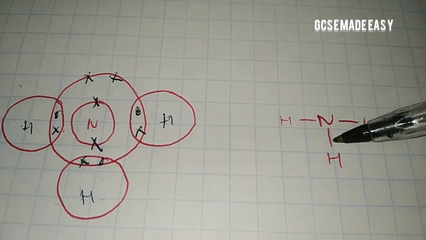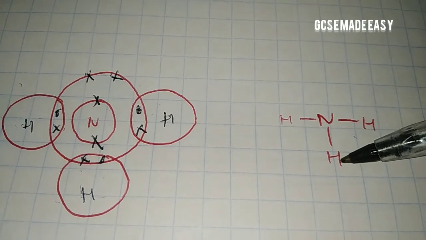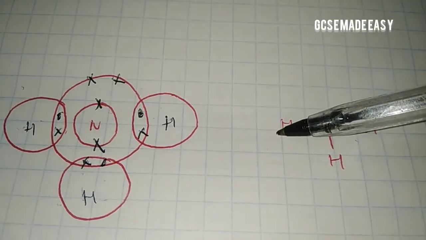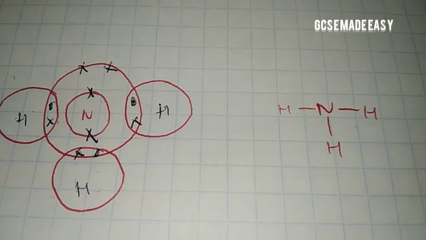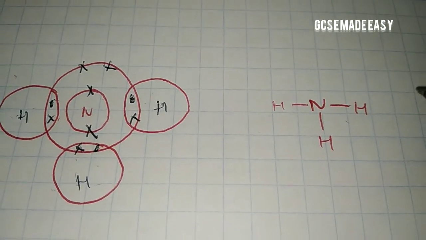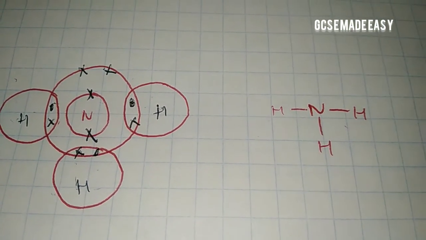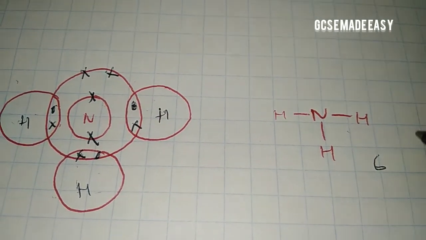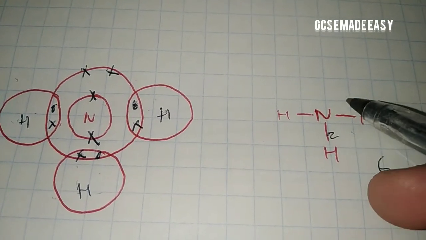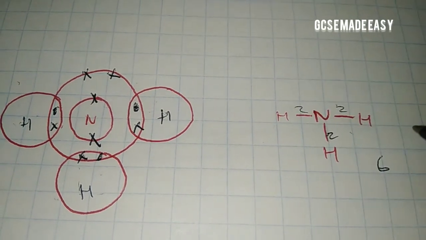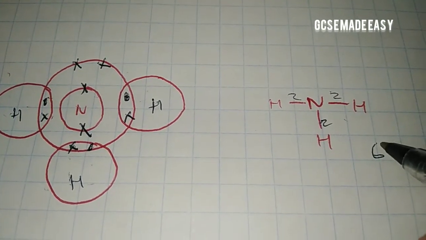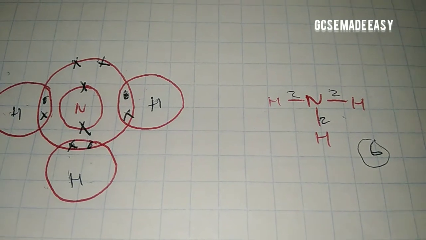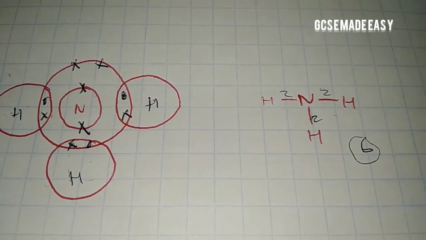Nitrogen has shared 2 electrons with this hydrogen, and with this one, and with this one. So what we can clearly say is the total number of electrons that are shared in the formation of ammonia is 6, because it is 2 electrons here, 2 electrons here, and 2 electrons here, giving us a total of 6 electrons shared. I believe I'm making sense.